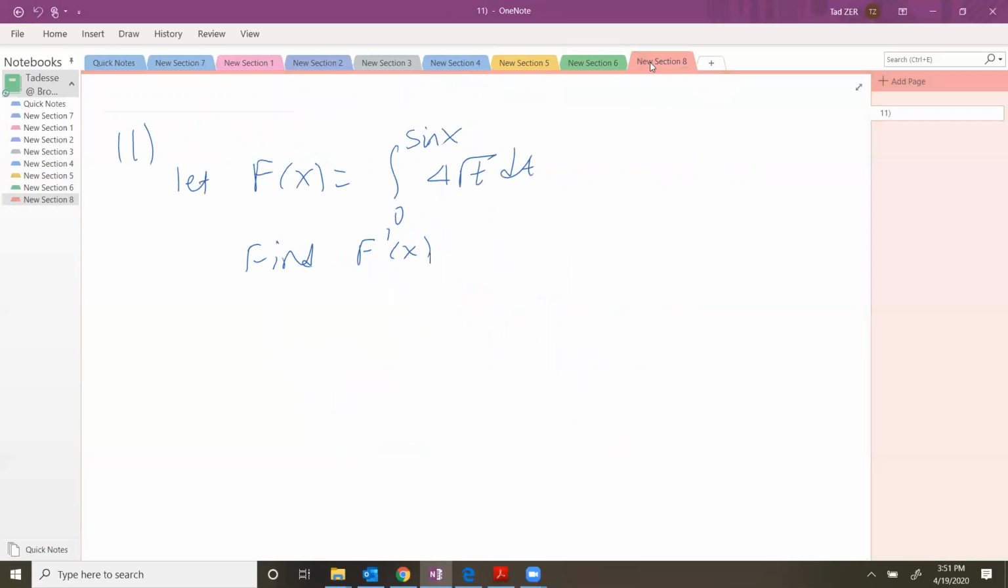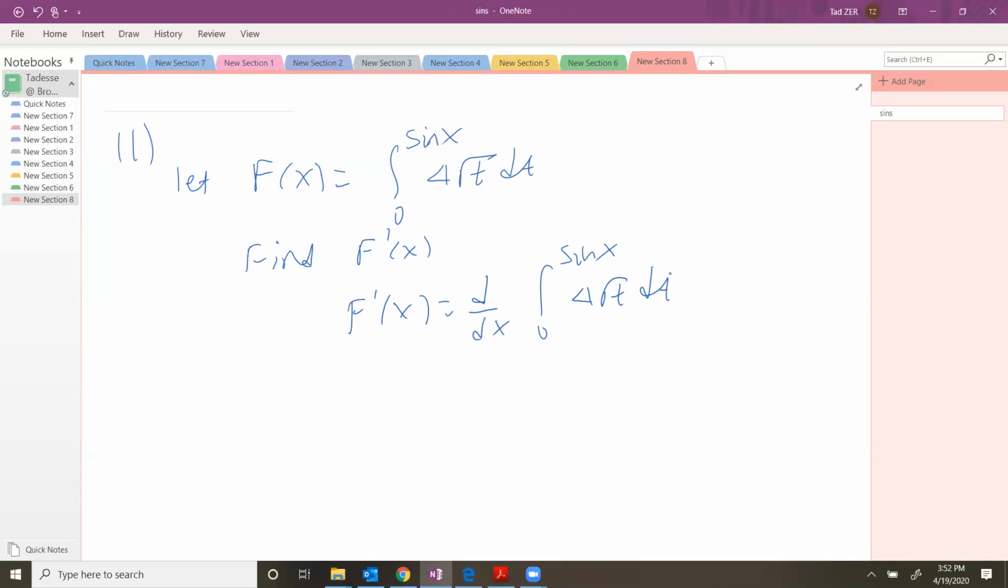All right, the last example for this video is that we want to find the derivative of an integral. It says, let f of x equal the integral from 0 to sine x of 4 square root of t dt. So we want to find the derivative. Finding the derivative means finding the derivative of this integral, the integral from 0 to sine x of 4 square root of t dt. That's exactly what we are trying to do.